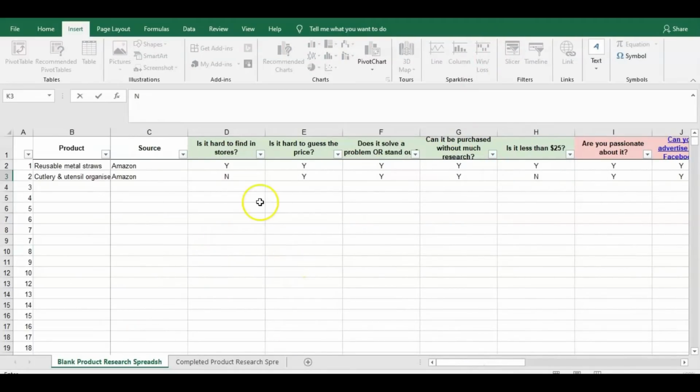So as I said before, we don't have to tick every single box for this, but we're just trying to get an idea. I'm not going to go through the whole spreadsheet finding the 20 products, but you can just get the idea of what we're looking for on Amazon and how we're going to be filling this spreadsheet in.